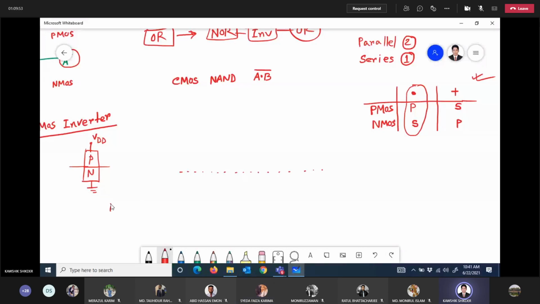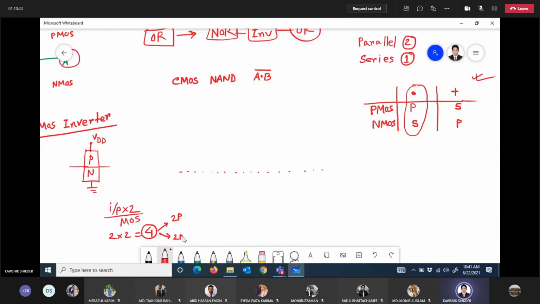What I said, the number of inputs multiplied by 2 is the total MOSFETs. So here, number of inputs 2 multiplied by 2, that means total 4 MOSFETs are required. Yes, sir, 2 PMOSFETs and 2 NMOSFETs. Got it? Yes, sir, we need two PMOSFETs and two NMOSFETs because of 2 inputs.